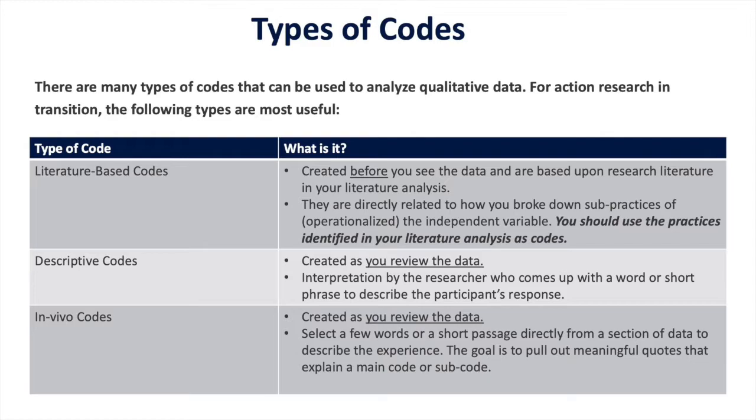In contrast to descriptive codes where I'm using my own interpretation to write a word or a short phrase that describes what the participant is talking about, I might use In-Vivo codes, which is where I take a few words or a short passage directly from a section of the data, usually from one person's response, to describe the experience. So rather than interpreting what they say and writing a word or a phrase to describe it, I would pull that phrase out and then I would use that in my write-up. So I would have their direct quote from that participant in order to explain, in this case, in our example here, what supporting social skills within the context of job interviews looks like.